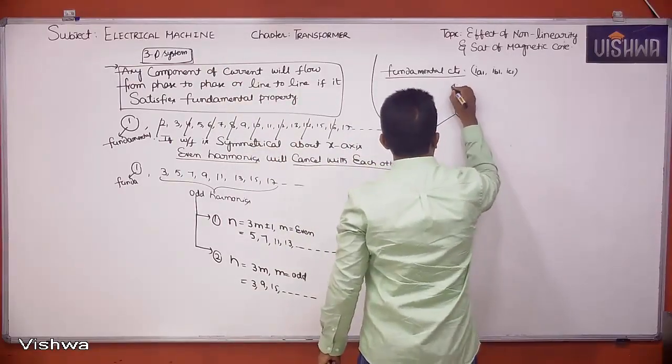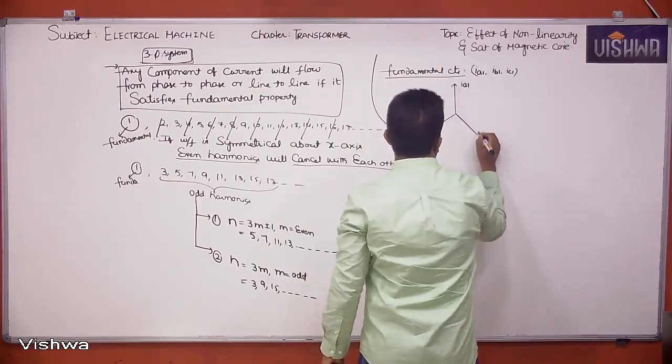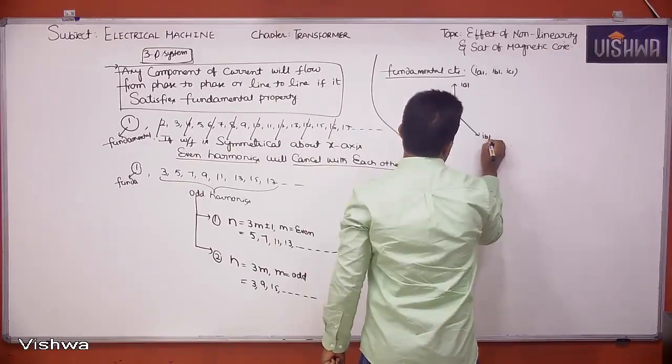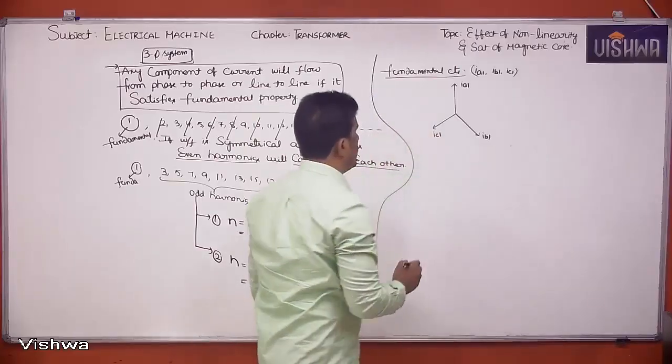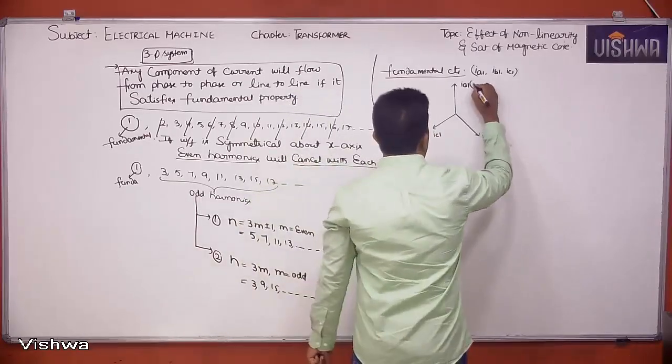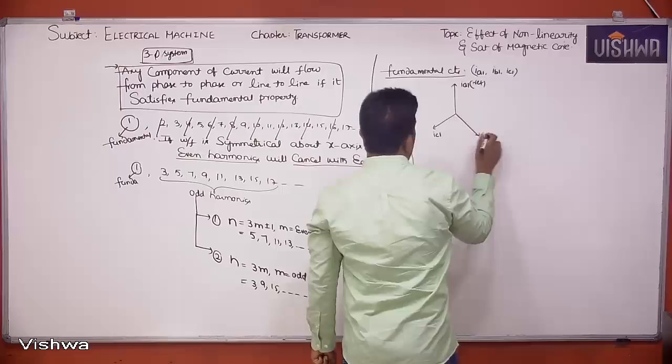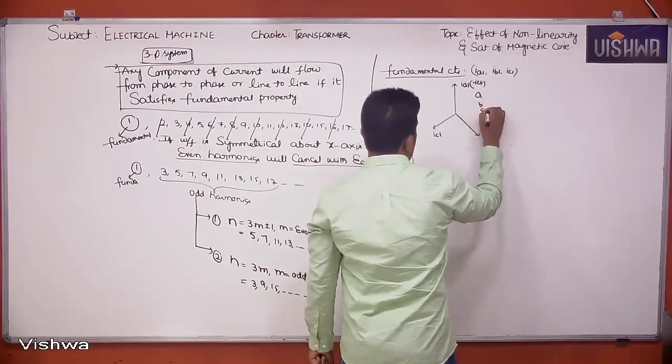So I'll take reference IA1 as reference. After 120 degrees you'll get IB1. After 240 degrees you are getting IC1. So what is the phase sequence here? ABC is the phase sequence.